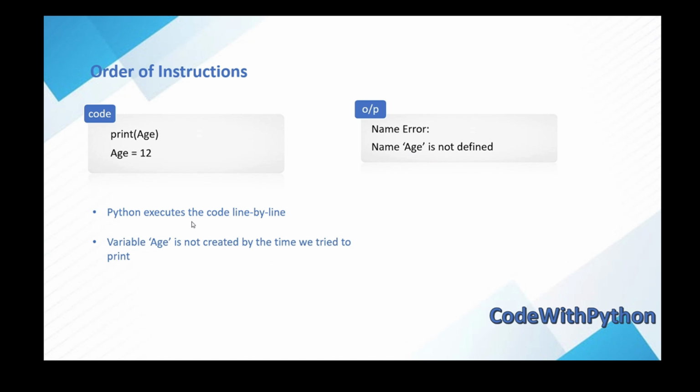So Python executes the code line by line. So this is the wrong order of instructions. Instead, we should write age is equal to 12 first. First we should declare the variable age is equal to 12, then we should print the age. Then we will get the output 12.